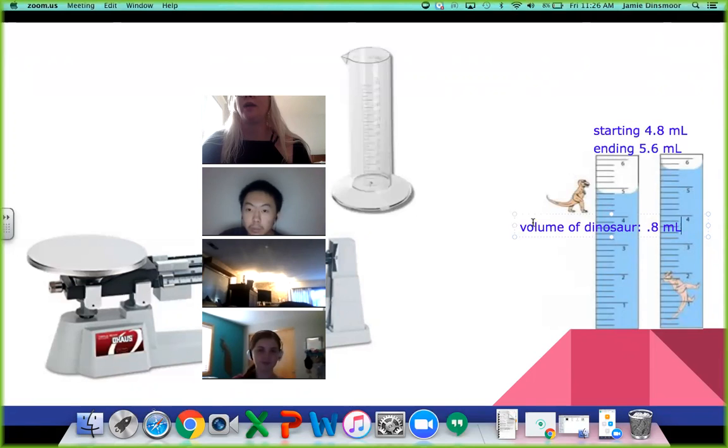So we could do this with any irregular shaped object, and it's going to give us a pretty good estimate, at least, of what the volume of something is.